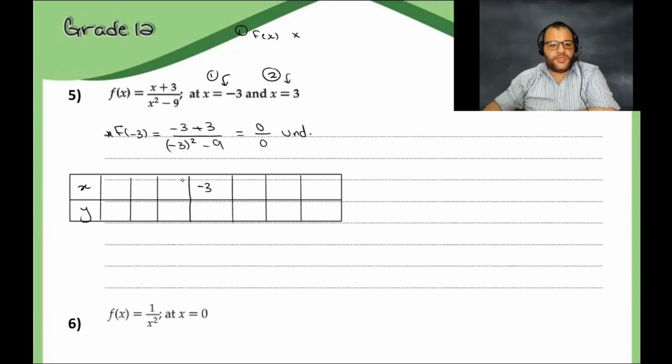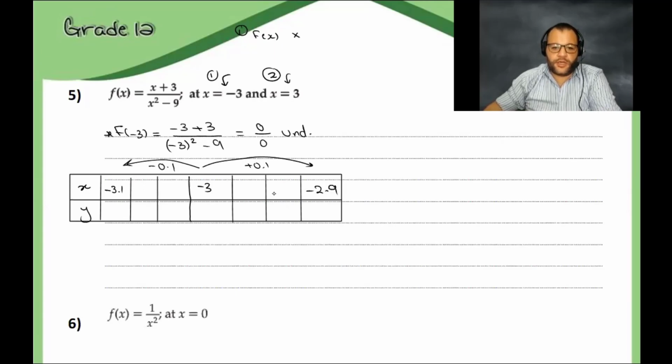So how can we represent this? To go back, you need to subtract 0.1. If you subtract 0.1, the answer will be negative 3.1. If you add 0.1, it will be negative 2.9. So now it will be negative 2.99, negative 2.999. From the left side, it will be negative 3.1, negative 3.01, negative 3.001. By using a calculator, please find the value of each one.